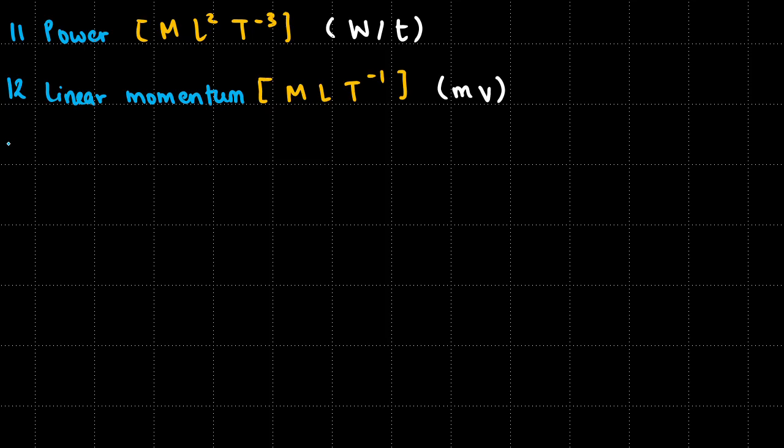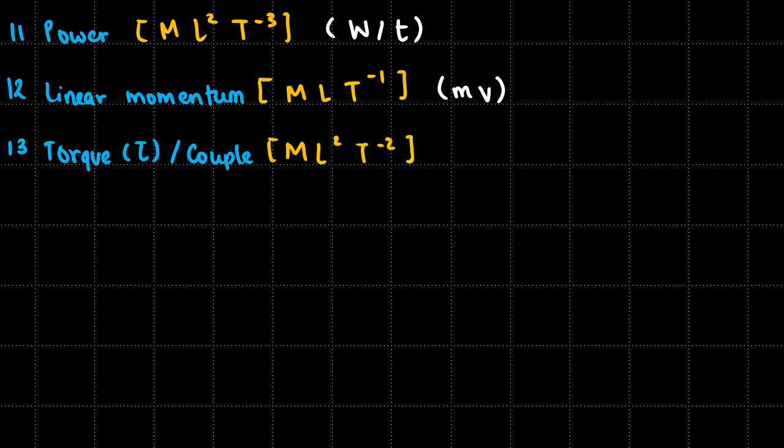Another one is 13. It is torque, and its symbol is tau. It might sometimes also be written as couple, and here you can write this as ML^2T^-2. The most common formula that you will find of it is F into R. F into R is not the exact formula, it's a special case of the formula, but we are using the simplest case of the formula to get the dimension quickly.